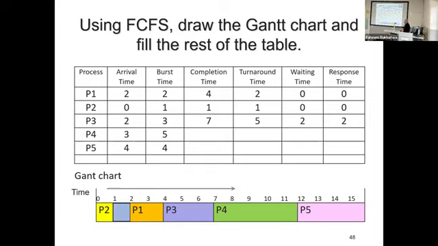What? Where? Process number 3. What's wrong with it? It arrived at time 2. Here's process 3. It arrived at time 2. It finished at time 7. So turnaround is 7 minus 2.